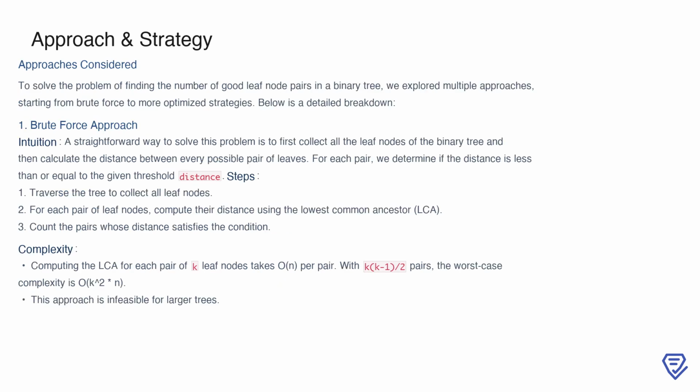To solve the problem of finding the number of good leaf node pairs in a binary tree, we started by exploring the brute force approach. The idea here is quite straightforward. First, we collect all the leaf nodes of the tree and then calculate the distance between every possible pair of these leaves. For each pair, we check if their distance is less than or equal to the given threshold distance. This involves traversing the tree to gather the leaf nodes, and for each pair of leaves, computing their distance using the lowest common ancestor, or LCA. Finally, we count the pairs that meet the condition.